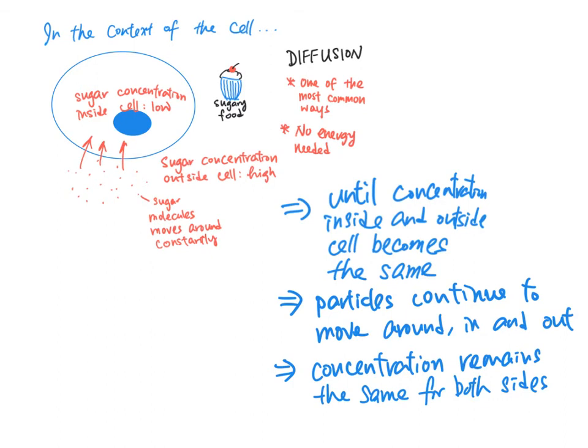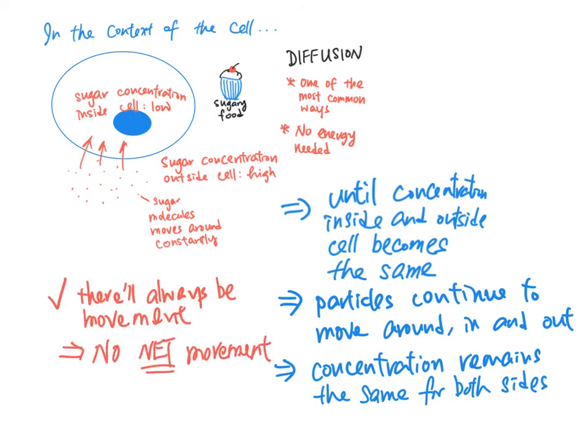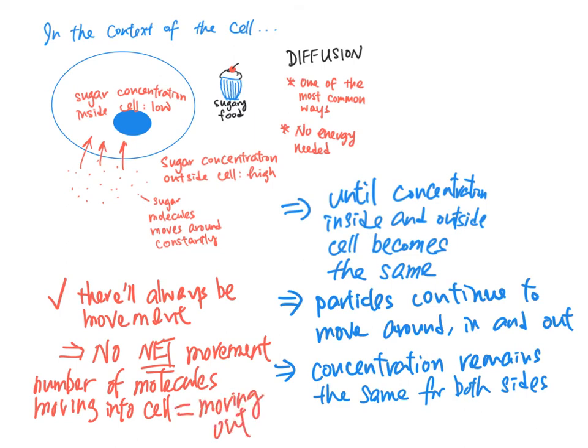There will always be a constant movement of sugar molecules. It's just that there will not be any net movement. So the molecules are still moving, but then you don't have a direction of whether it's coming from inside to out or outside to inside. The number of molecules moving into the cell will be the same as the number of molecules moving out of the cell.